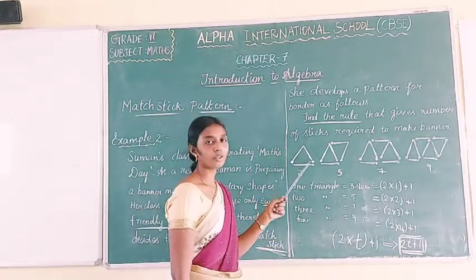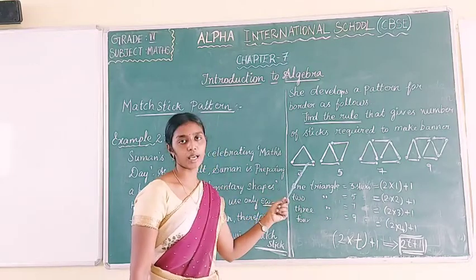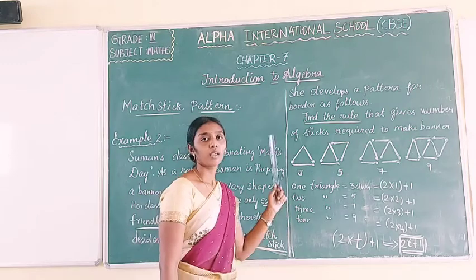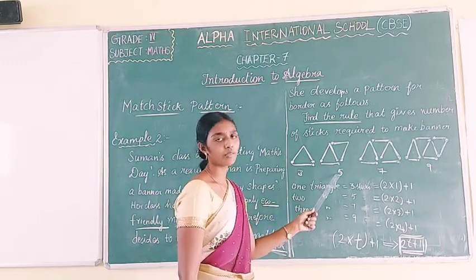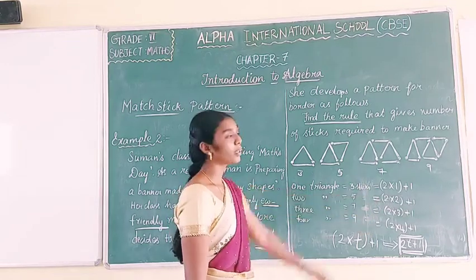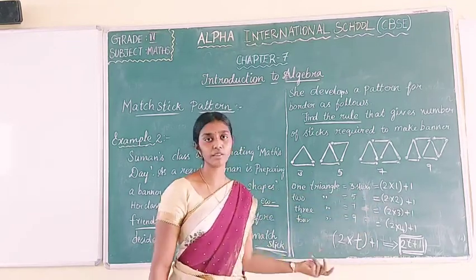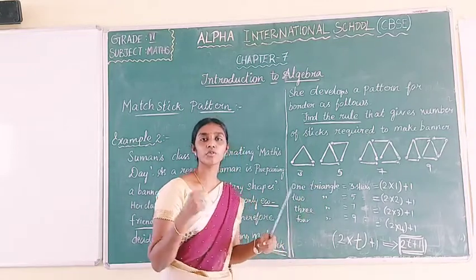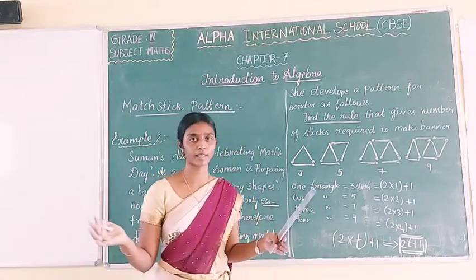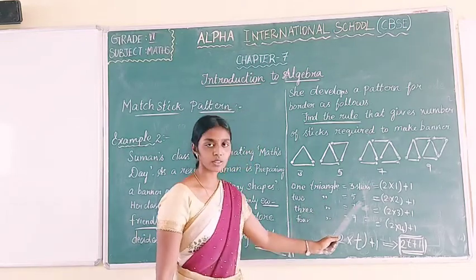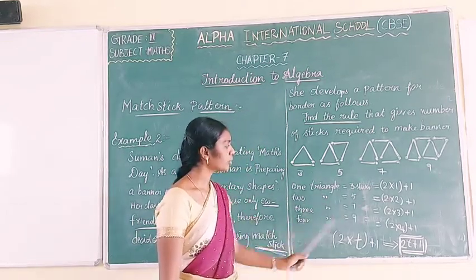Here they start to develop a pattern from one triangle. To make one triangle, she needs 3 sticks. For making 2 triangles, she needs 5 sticks. For making 3 triangles, she needs 7 sticks. And for making 4 triangles, she is using 9 sticks. So here we want to find the rule which is used to find the number of sticks to complete our pattern. Clear? One triangle makes 3, 2 triangles make 5, 3 triangles 7 and 4 triangles 9.